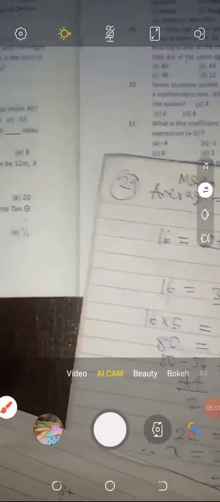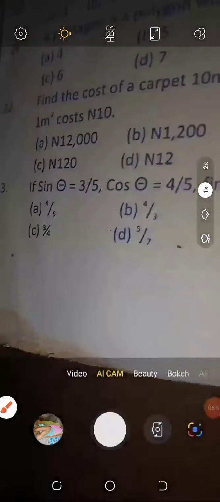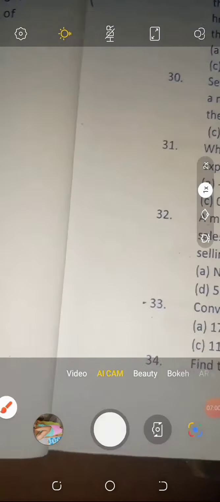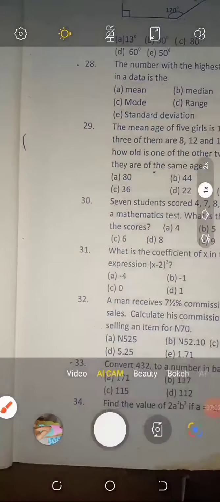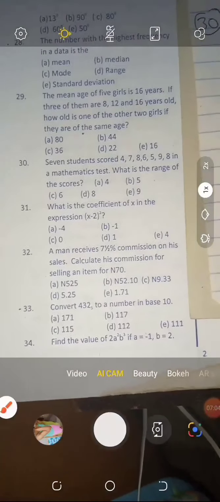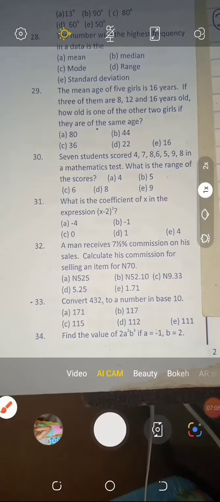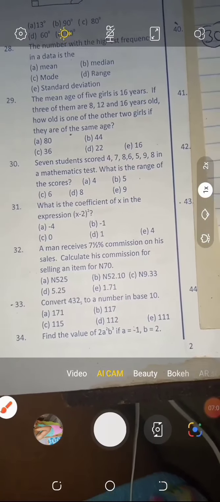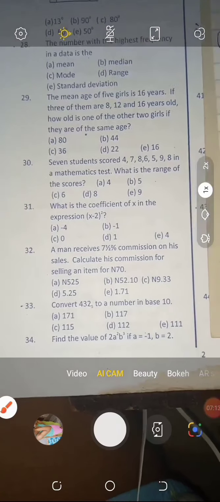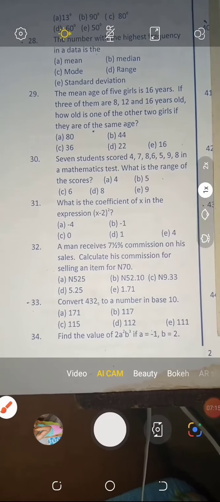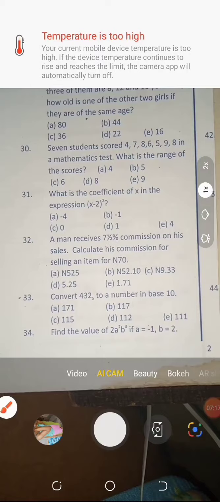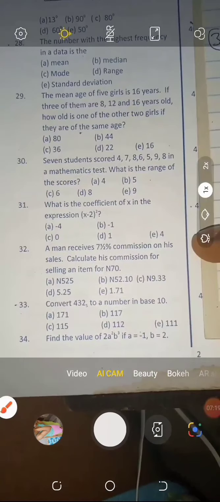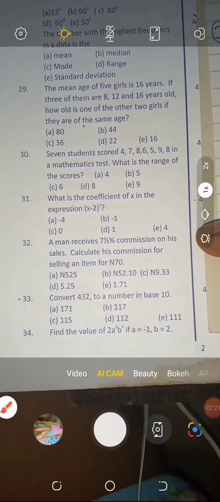Now, question number 30. Question number 30 says, 30 students score 4, 7, 8, 6, 5, 9, 8 in a mathematics test. What is the range of the scores?